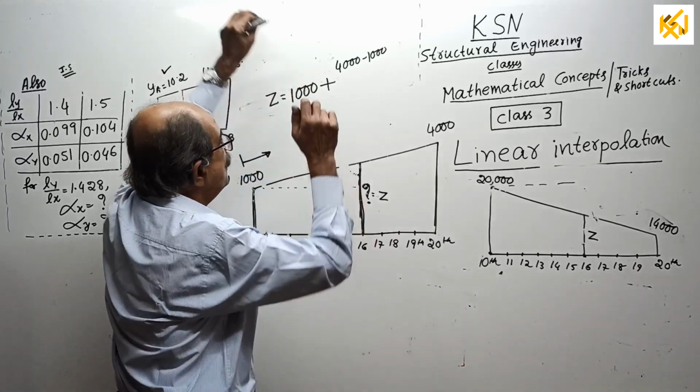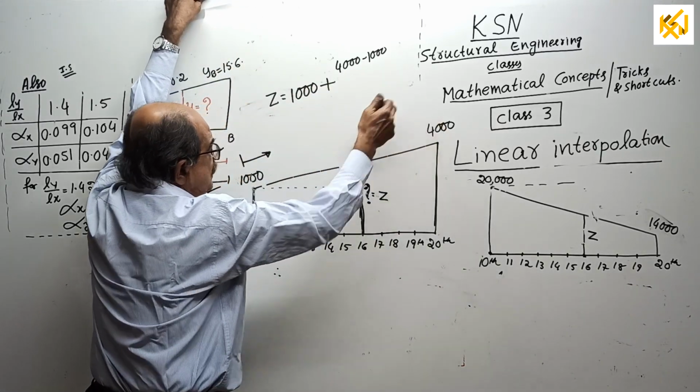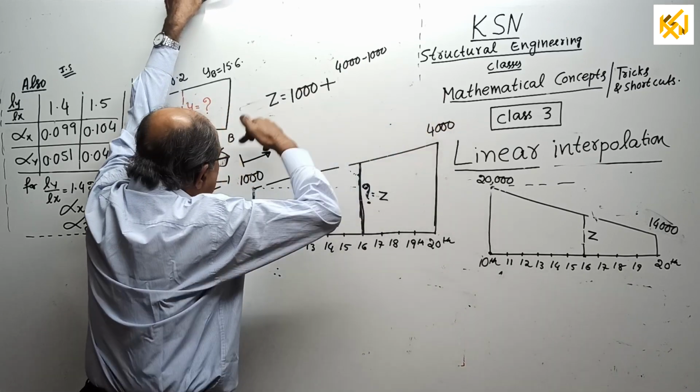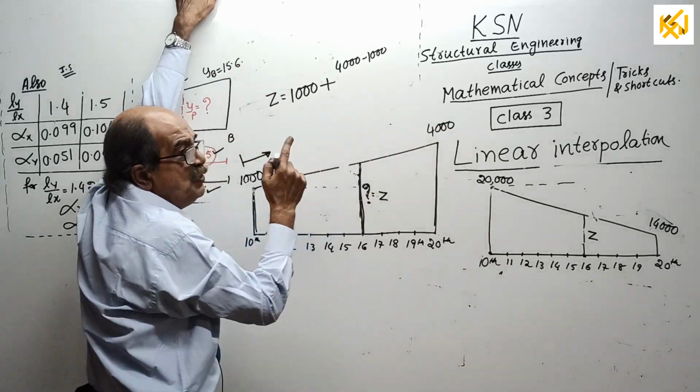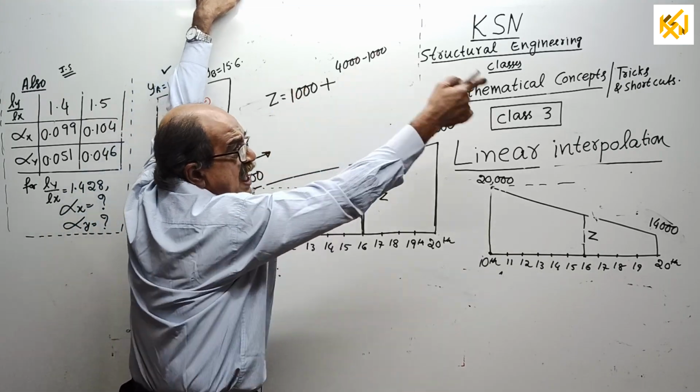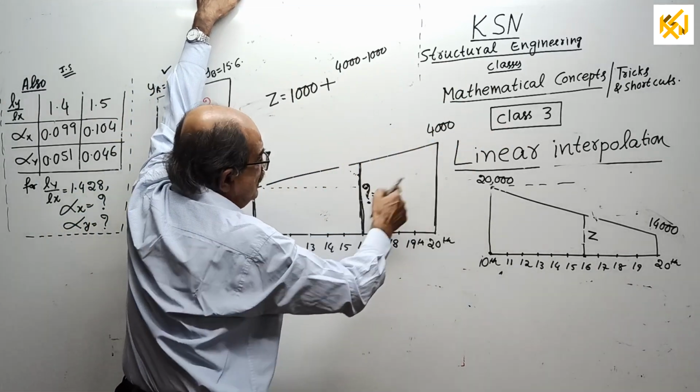So, start. 4000 is the increase. From 1000, it reached 4000. So, 4000 minus 1000 will give what? It will give you that increase from this point up to there. See there.